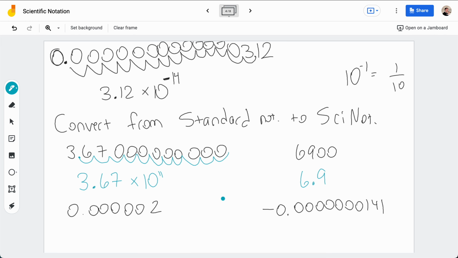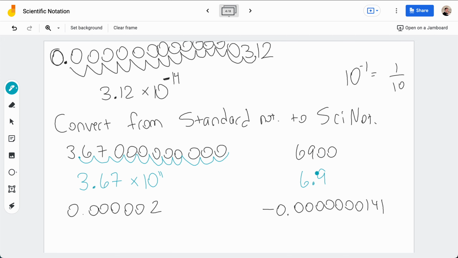And remember, if you're more comfortable going the other way, you can check your answer after. If I'm doing 3.67 times 10 to the 11th, just move the decimal 11 spots to the right and check, okay? Because that's how we go the other direction, right? We just actually multiply by 10 that many times. Every multiplication by 10 moves the decimal 1 to the right. Every division by 10 moves the decimal 1 to the left.